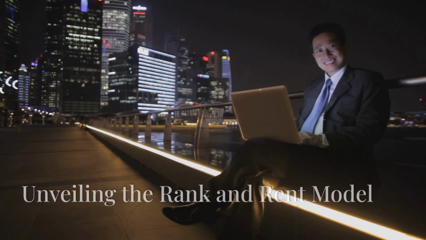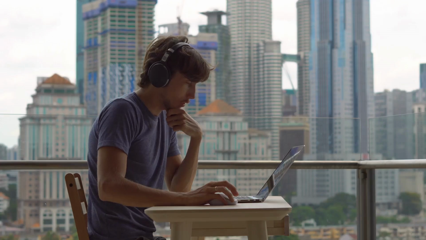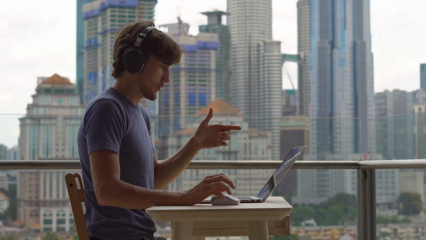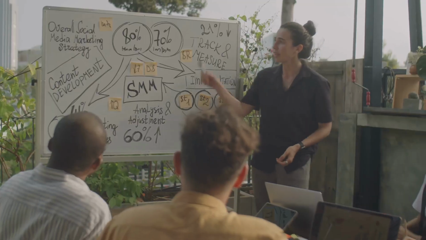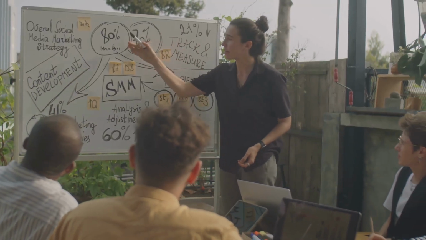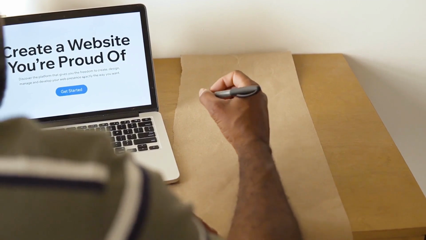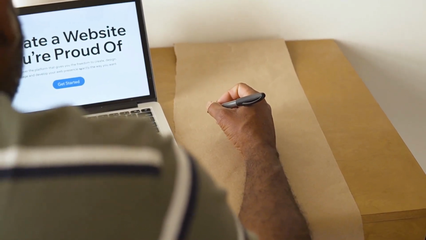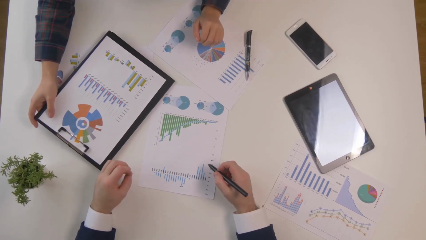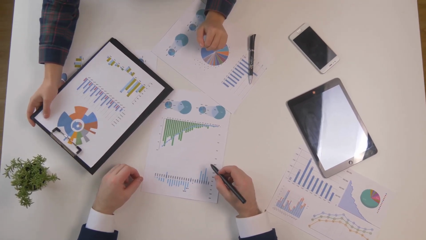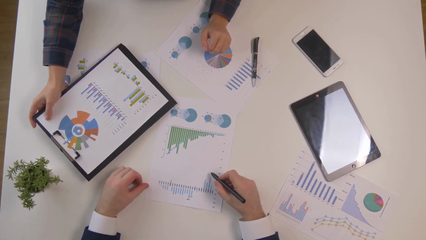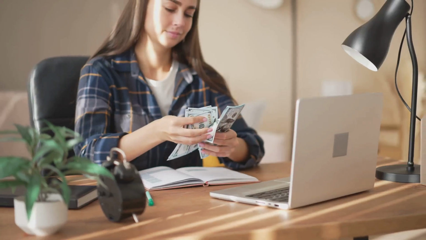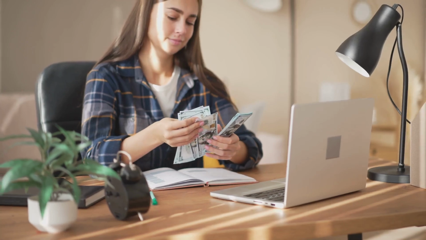Imagine owning digital real estate assets that you own, and that generate passive residual income every month for years to come. This is the essence of rank and rent. This innovative model involves creating and ranking websites for local businesses. These businesses then rent these websites, benefiting from increased online visibility and a steady stream of leads. The website owner, in turn, enjoys a recurring revenue stream.